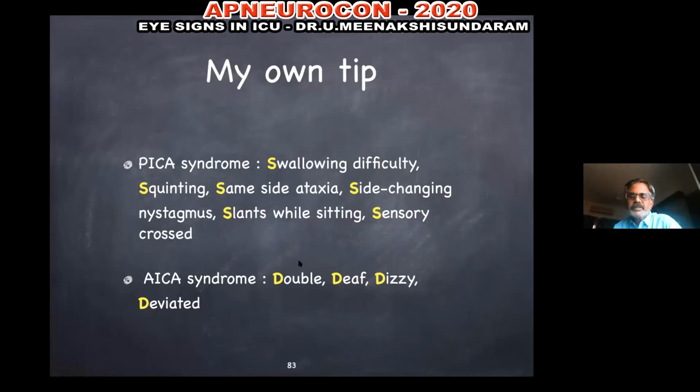And the patient sees double, is deaf on one side, is dizzy, and has deviation of angle of the mouth. It's called 4Ds. That's AICA syndrome. So these are good clues to know. So double, deaf, dizzy, deviated is AICA syndrome.